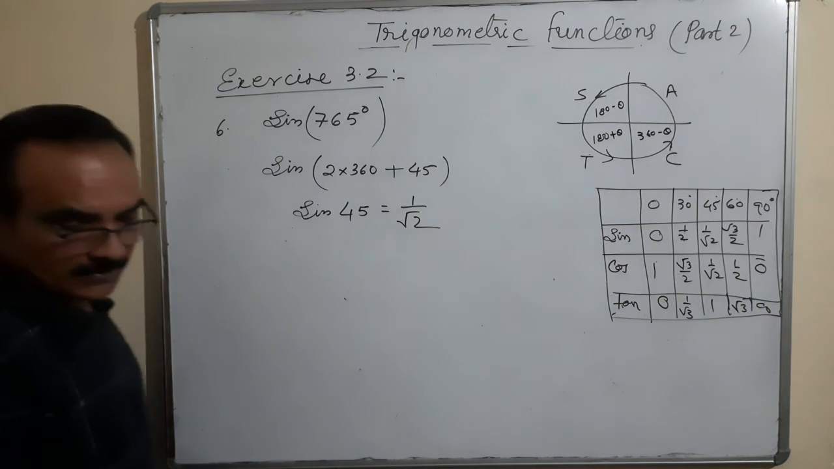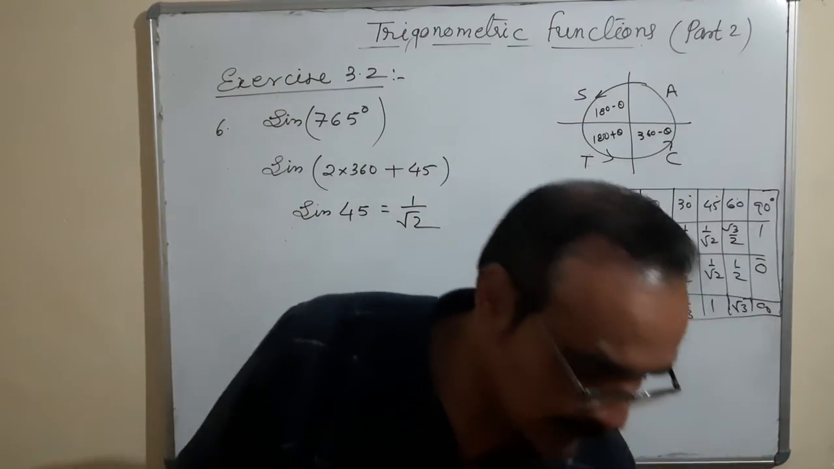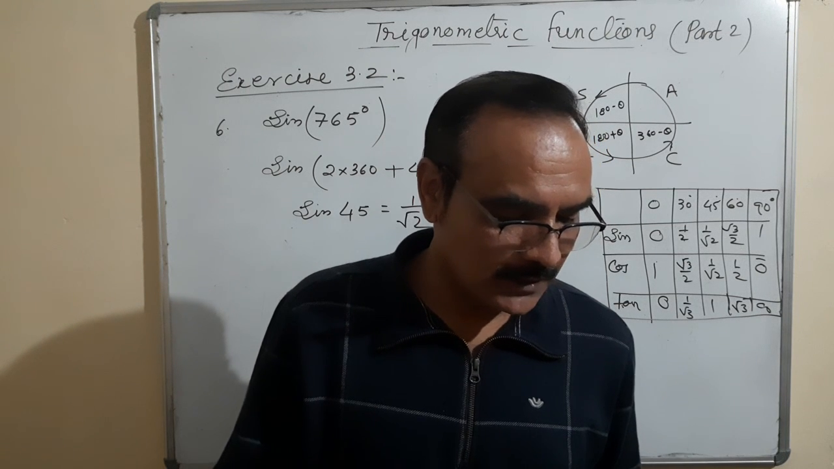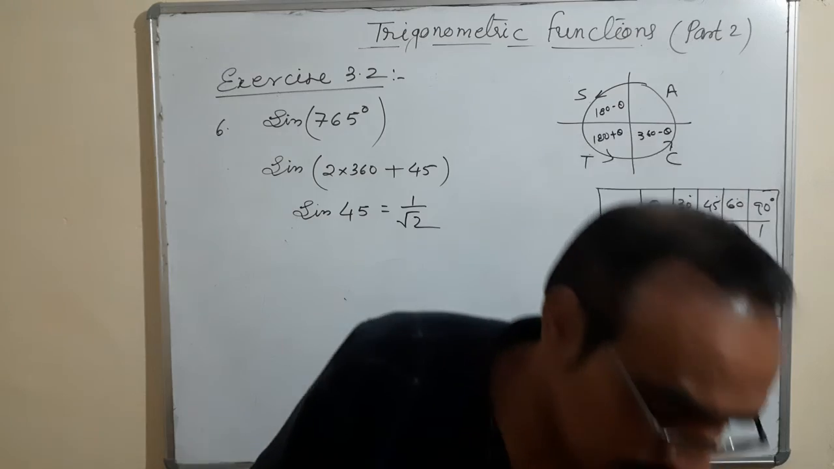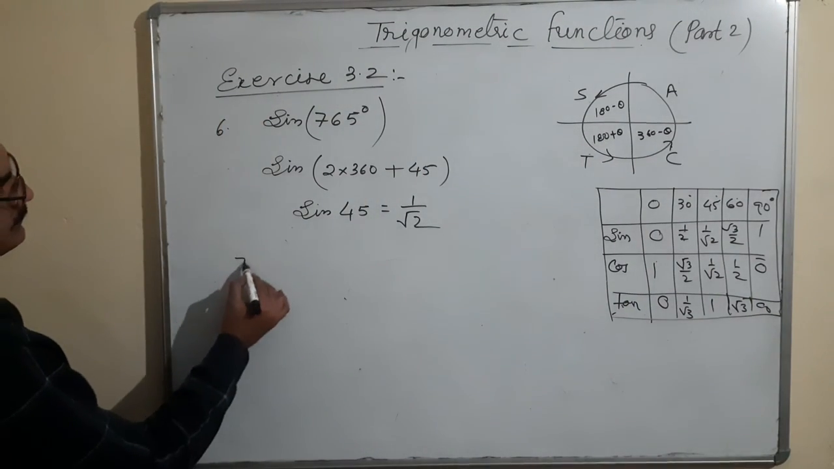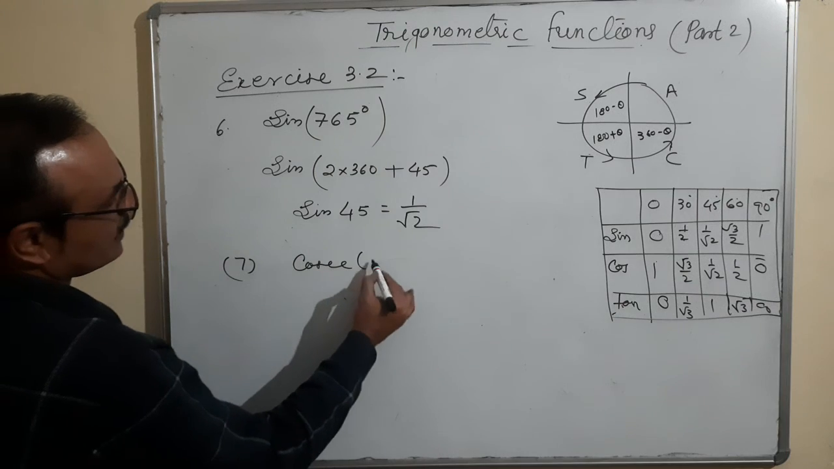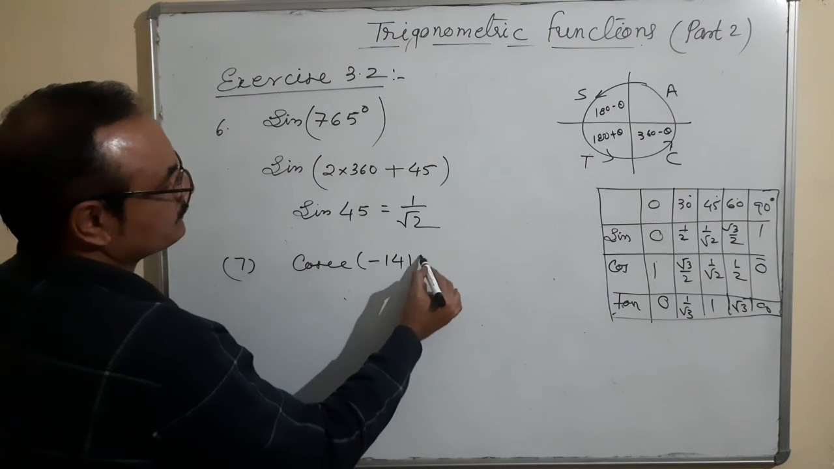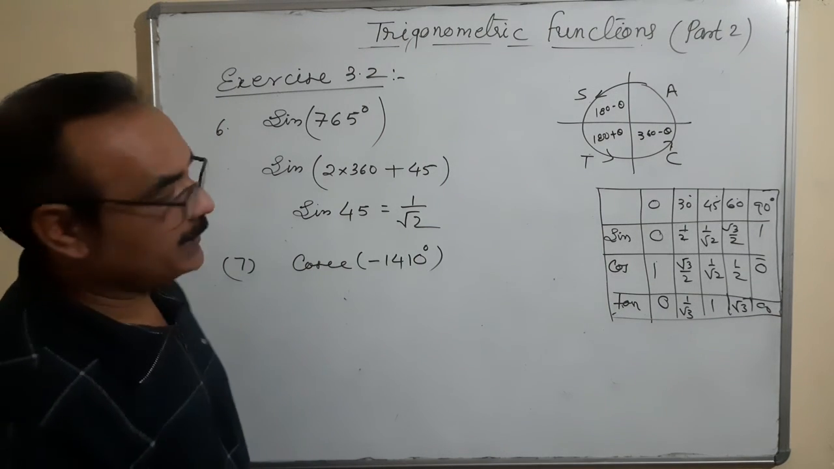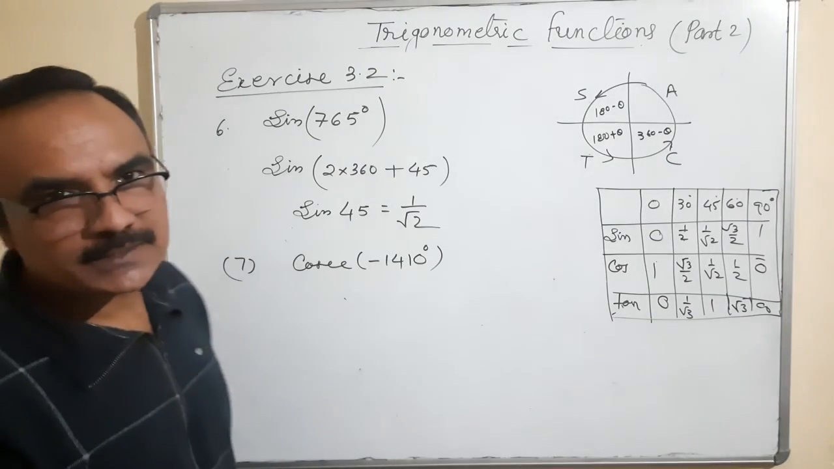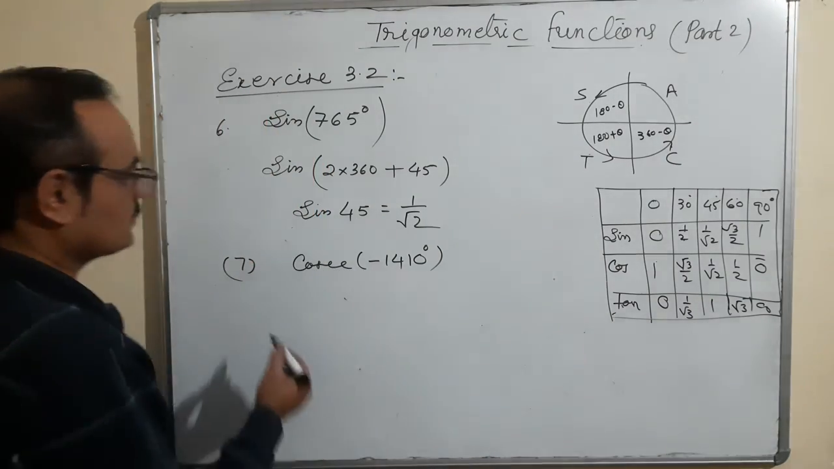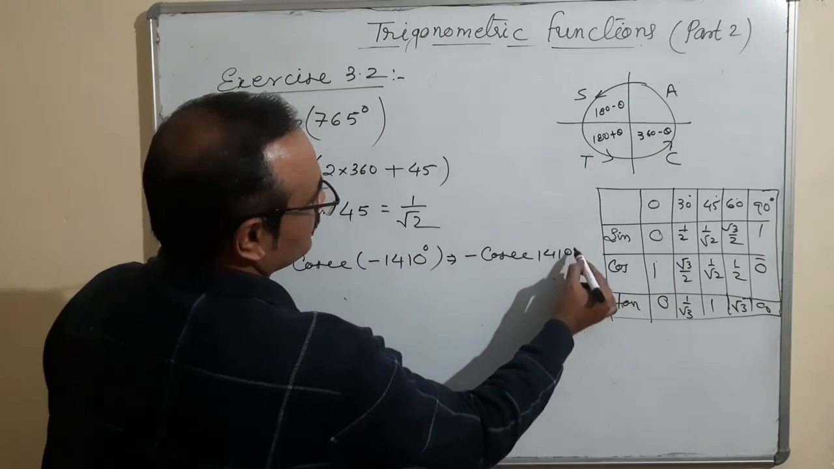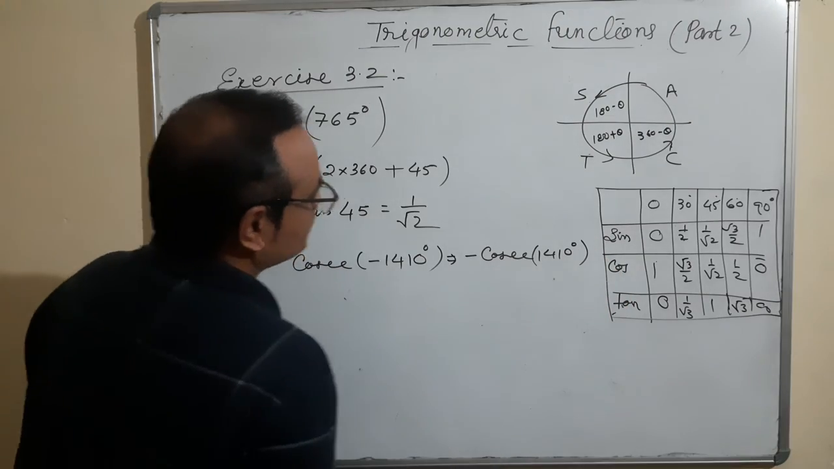Let us see question number 1, a negative question. Cosec minus 1410. And you remember one thing, cosec minus theta is minus cosec theta. So what to write here? Minus cosec 1410. Okay. Clear?